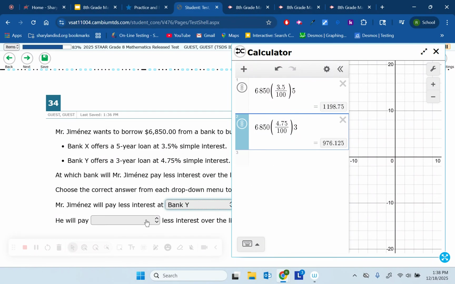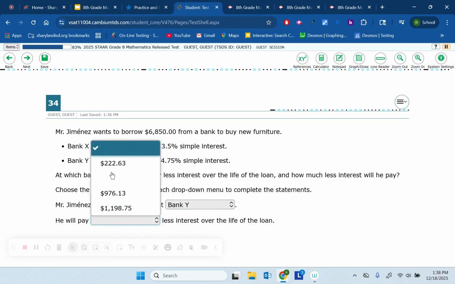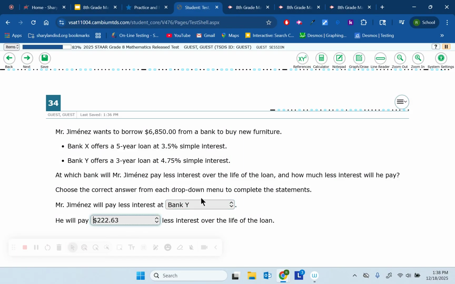And the difference, right, the less interest overall, I just grab these guys and I subtract them. 1198 minus 976. Notice that I'm not doing anything else. I'm not using the decimals because you can always round up or round down. This is close enough. 222. Look, 222. And that's my answer.